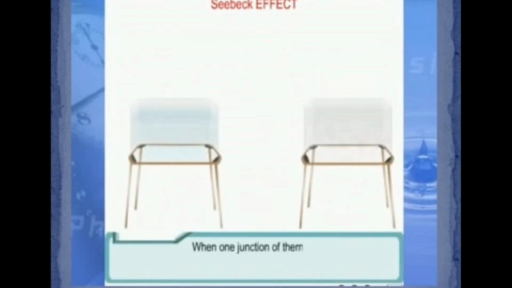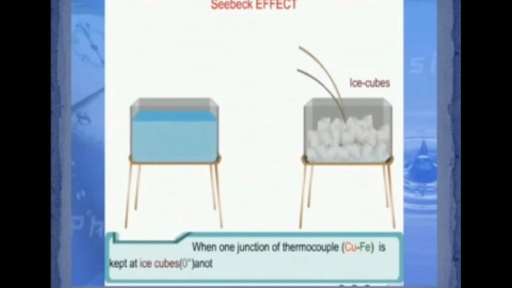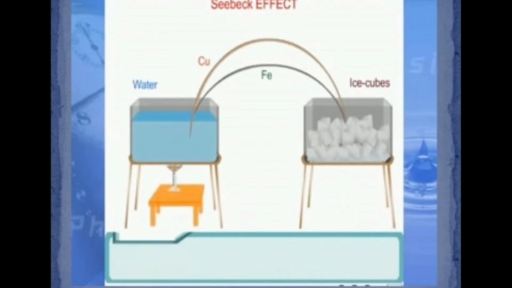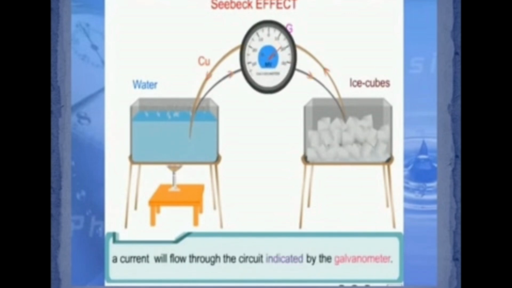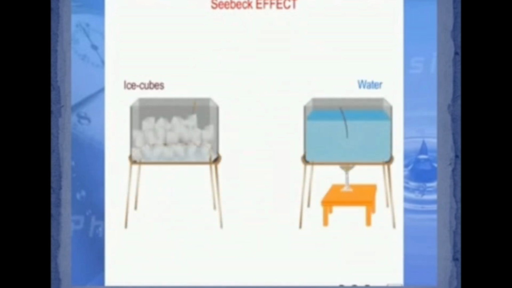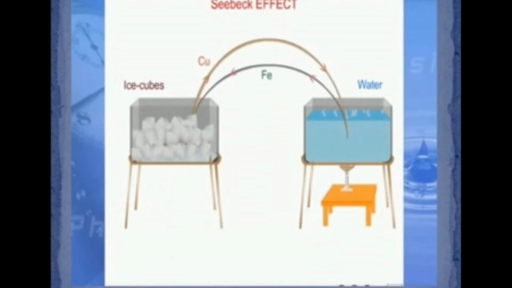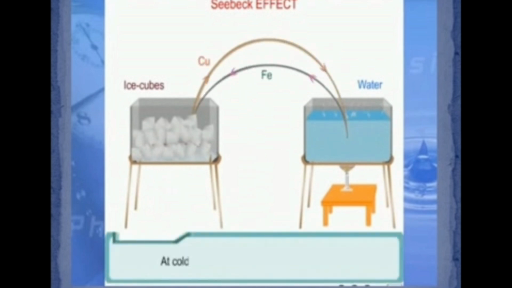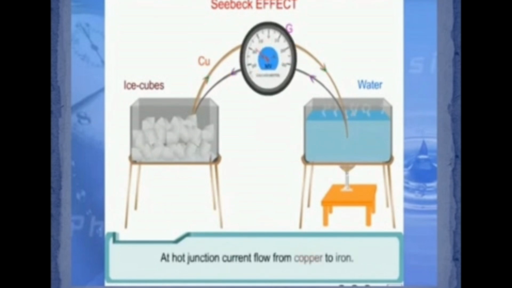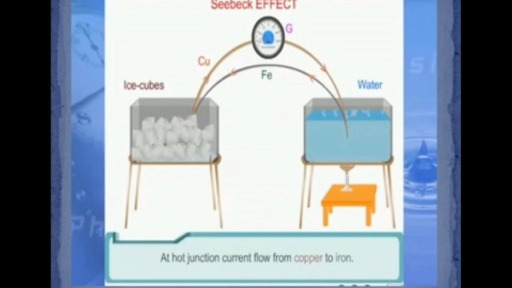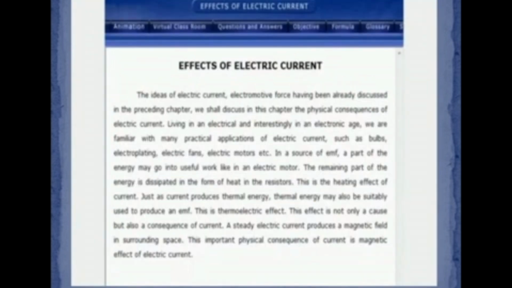That is called a thermocouple. You can take iron and copper, with one junction placed as the cold junction and the other as the hot junction. So what happens? Current flows in that circuit. That's called the Seebeck effect. Here heat is converted into electric current. At the cold junction, current flows from iron to copper. When you reverse the temperatures, the current flows in the opposite direction. The EMF produced is called thermo EMF, and that current is called thermoelectric current.